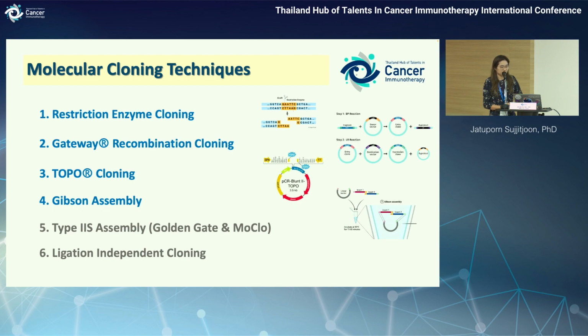Other techniques, such as Gateway recombination cloning, TOPO cloning, Gibson assembly cloning, and other options, are available in the market nowadays. The differences between these techniques are based on the use of restriction enzymes or the use of specific enzymes and specific cloning vectors. I will first mention the restriction enzyme cloning technique.